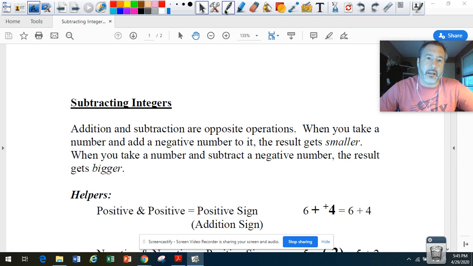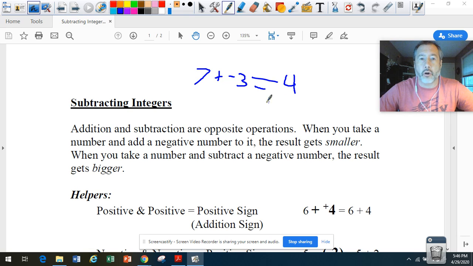What does that mean? If I had, let's say, 7 here, and I add a negative number to it, let's say -3, my answer is going to be smaller than 7. And as we saw yesterday, 7 plus -3 is going to be +4. Our answer got smaller here. I took a positive, added a negative to it, and my answer is smaller. That's what we're looking at right here.